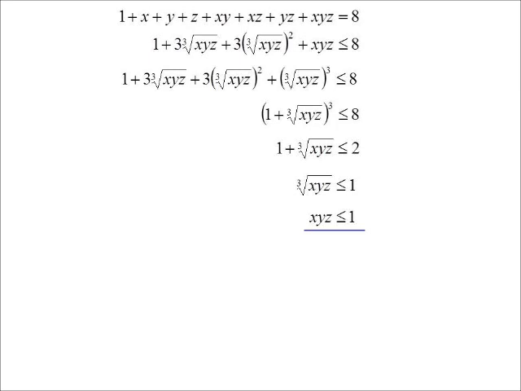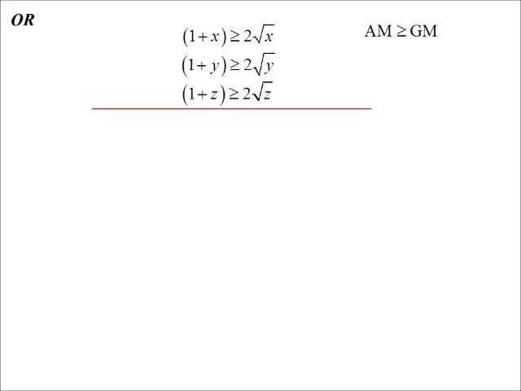Okay, I'll show you the quick way of doing it. Where's the fun in that? All right, or I could simply do this. Well, 1 plus x will always be greater than or equal to 2 root x. Again, it's arithmetic mean, geometric mean, but this time with two terms. Two terms added together will always be greater than or equal to 2 times the square root of the two things multiplied together. And x times 1 is x. Same with 1 plus y, same with 1 plus z.